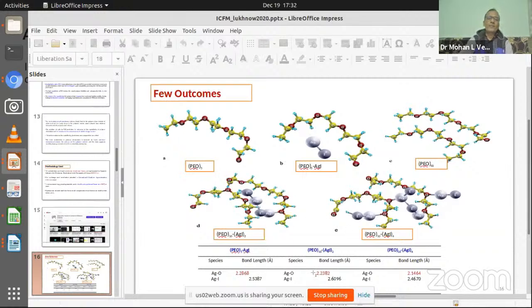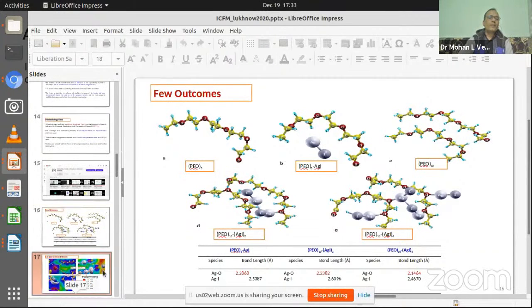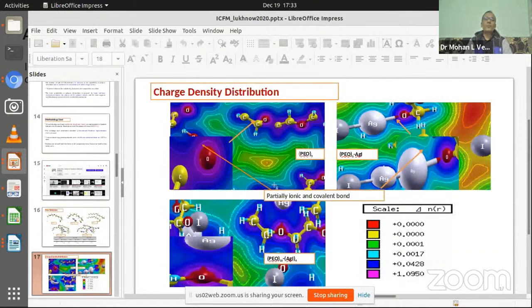What we observe is that when we increase the number of silver iodide, there is a change in the bond length of AgO, Ag meaning the Ag positive ions with the oxygen of the polymer chain, as well as a remarkable effect on the silver iodide bond length. This is the charge density distribution.